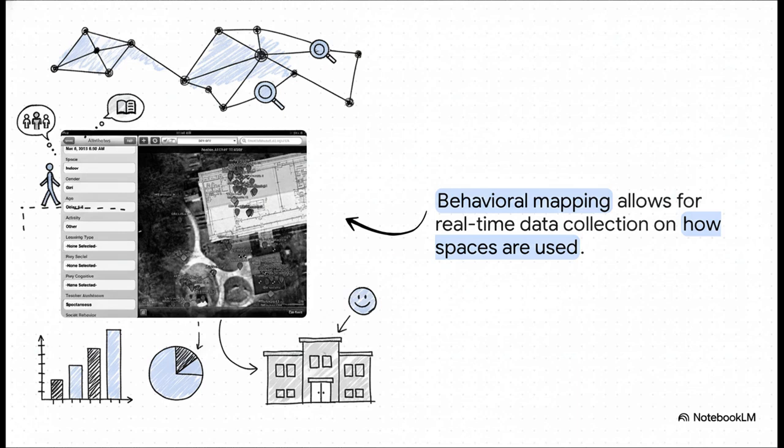Using a GIS-based app like this one, researchers can do something called behavioral mapping. They can walk through a space and digitally log not just where people are, but who they are and what they're doing. This creates this incredibly rich picture of how a space is truly being used, revealing which areas are popular, which are being ignored, and maybe even why. It's concrete, actionable feedback that can make the next design even better.